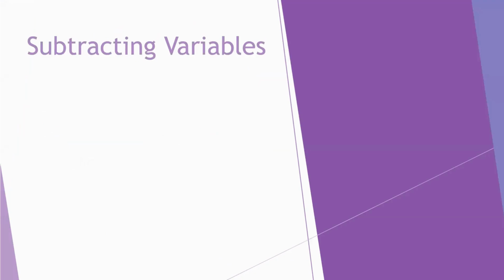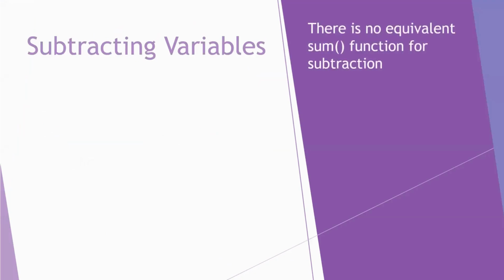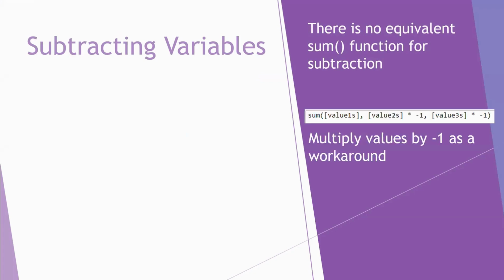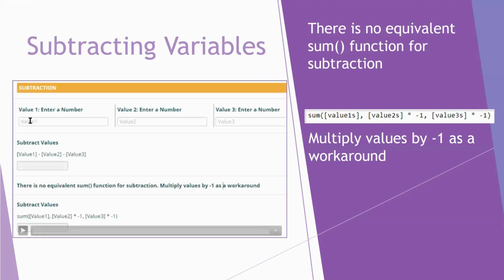So for subtraction, there is no subtraction equivalent to the sum function. So a workaround is just multiply the variables by -1. And here's what that looks like. So 6 plus -8 plus -10. And it's the same behavior as in the previous slide.